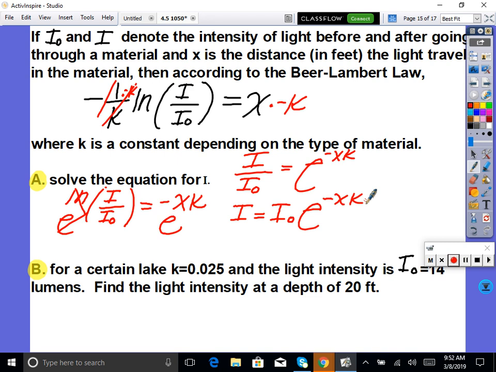So now part A set us up to be able to solve very easily for I. It's just plug and chug. So I is equal to, our I sub 0 is 14, e is e. We have a negative x, wasn't x the depth? Yep, perfect. Distance or depth in feet, so negative 20, and then times the k. The k in this one was 0.025. Now you can just type it into your calculator, and I think we got 8.5.